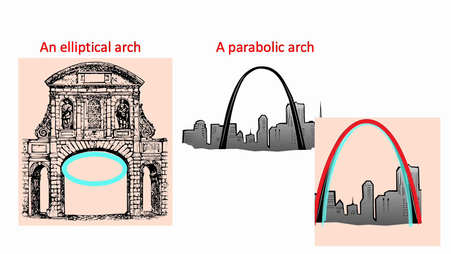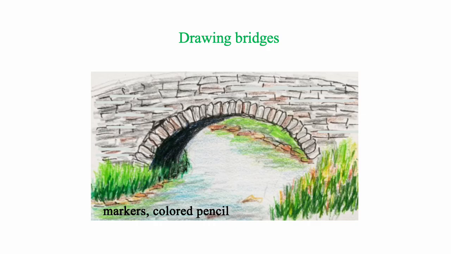Here are two other types of arches. There's an elliptical arch with a horizontal ellipse on top, and there's a parabolic arch. And it differs from an ellipse, which I drew in blue here, because the parabolic arch doesn't meet the ground at a right angle. When drawing stones or bricks on a bridge, they should be horizontal, even though the bridge curves.